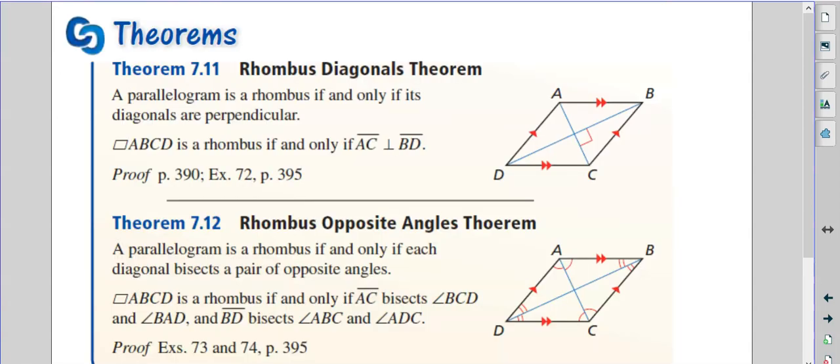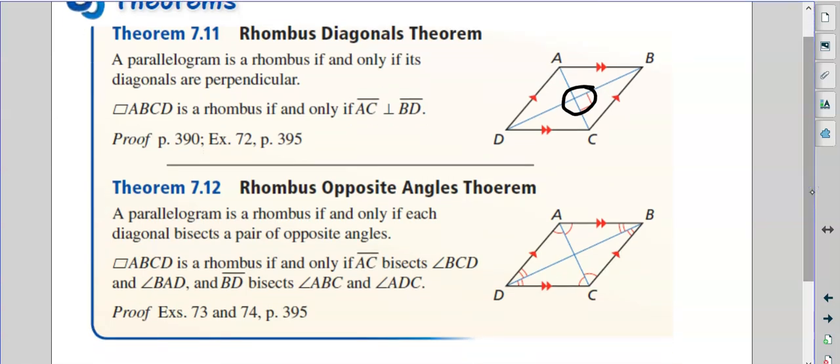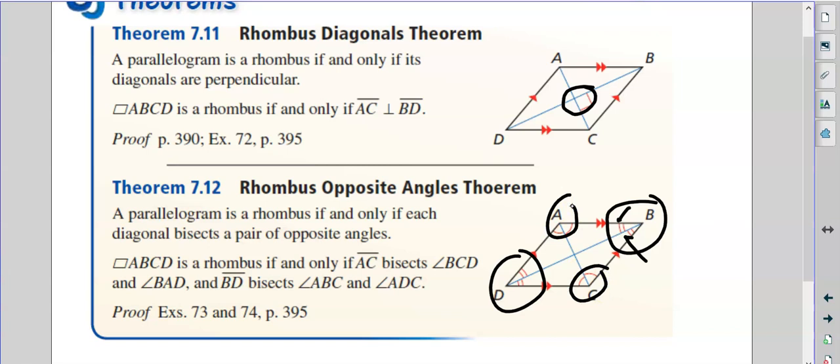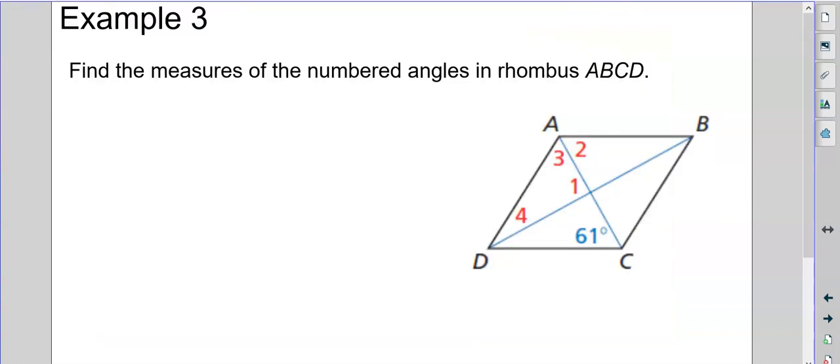All right, rhombus diagonals. If you have a rhombus, the diagonals are perpendicular. They form a right angle in the middle there. All right? And then with their angles, a parallelogram is a rhombus if and only if each of the diagonals bisects the angles. So notice what we have here. Let's say B and D were 60 degrees. That means this would be 30 and this would be 30. Let's say C and A were 100 degrees. That means this would be 50 and that would be 50. Okay? So two things happen in rhombuses. The diagonals are perpendicular, so it's still perpendicular here, but it also bisects the angles. All right? Both of those things happen at the same time.